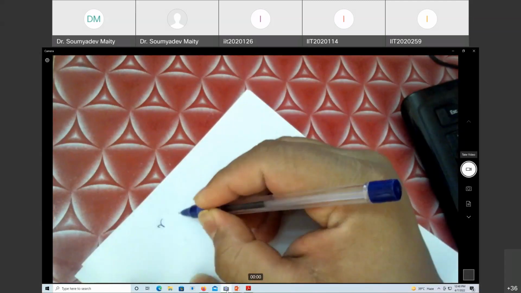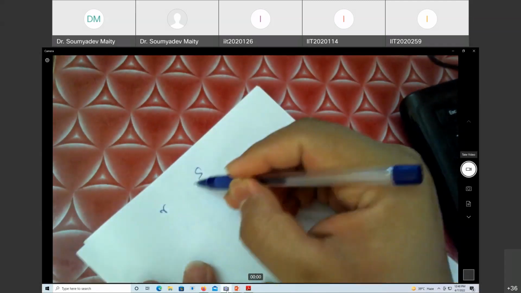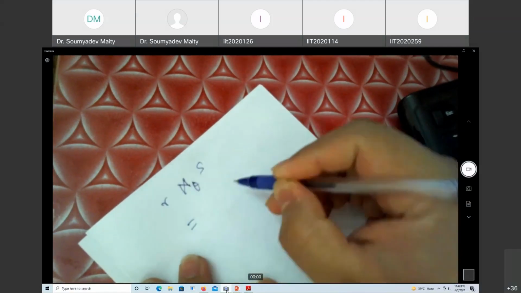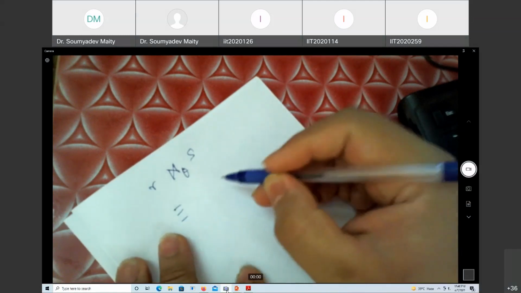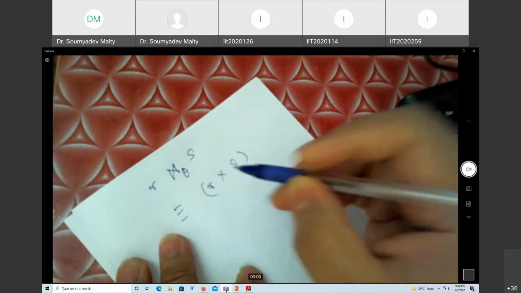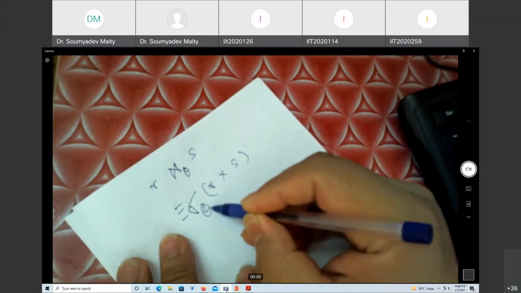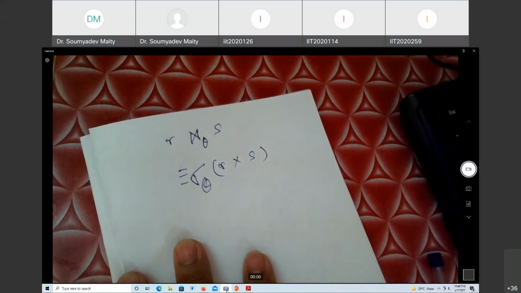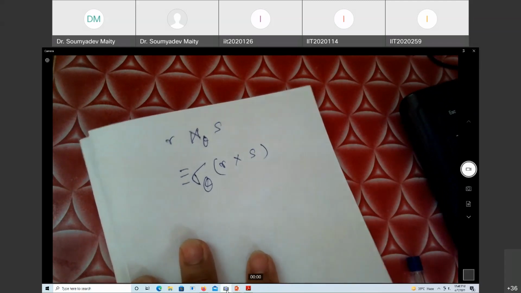R is a relation, S is a relation, and this is a theta join. As you know, this is equivalent to first calculating R Cartesian product S and then applying the selection condition theta on the result. So this is called theta join. Now how to perform this? You can do one thing. You can take each row.